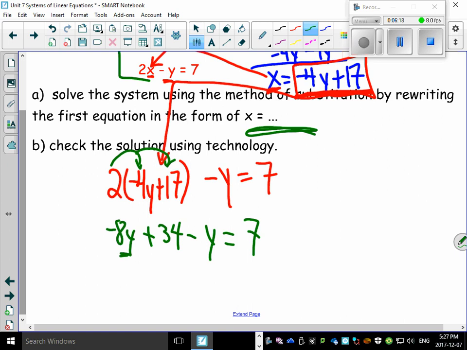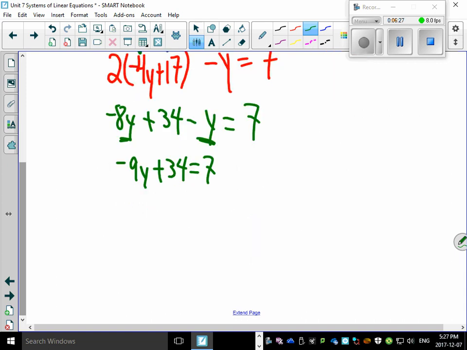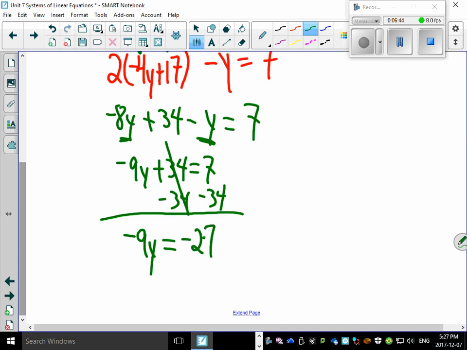Combine like terms, you've got a minus 8y and a minus y giving you minus 9y plus 34 equals 7, and all you have to do now is solve. Subtract the 34 from both sides, right? That cancels out, giving you minus 9y, and if you look at this, it's actually really pretty because when you subtract that out, you get minus 27 here. Now divide by minus 9, divide by minus 9.